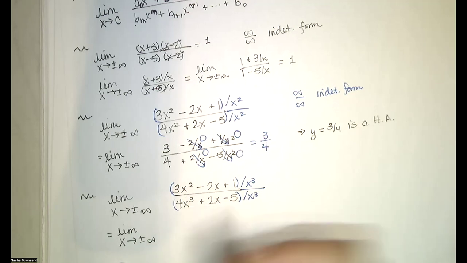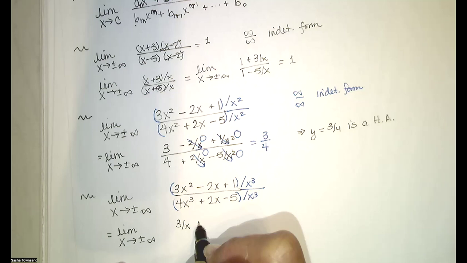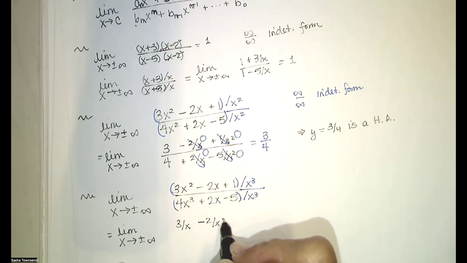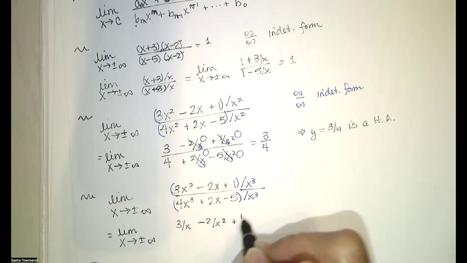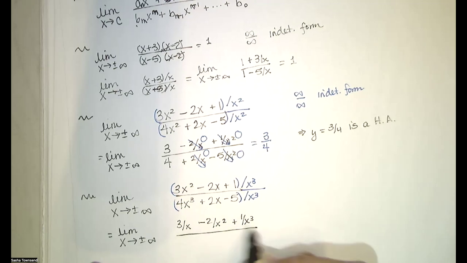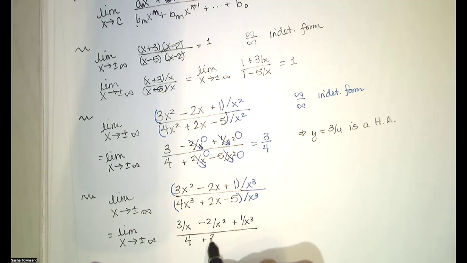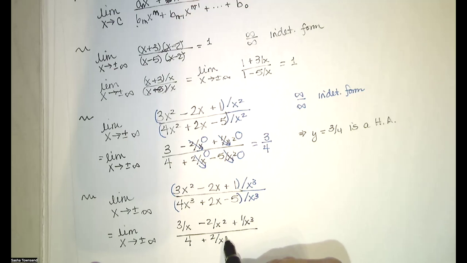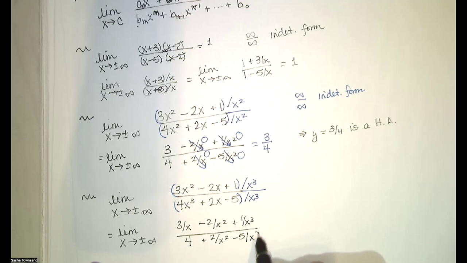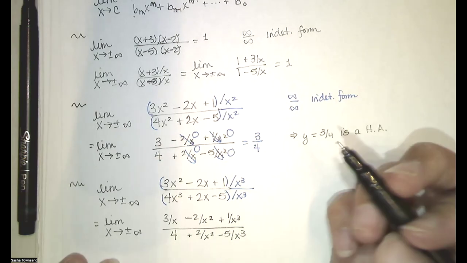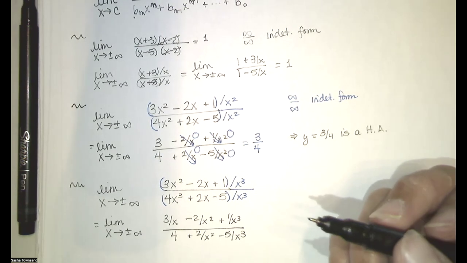We have 3x squared divided by x cubed, which just leaves us 1 over x in the denominator. One of those x's reduces for the second term, so we have 2 divided by x squared, plus 1 over x cubed in the numerator. And then 4x cubed divided by x cubed gives us a 4. We divide each term by x cubed and simplify where we can. Now we've got that. Now think about what happens as x gets very large.